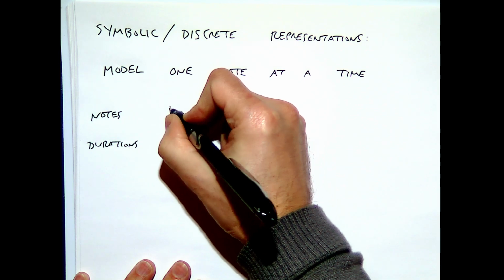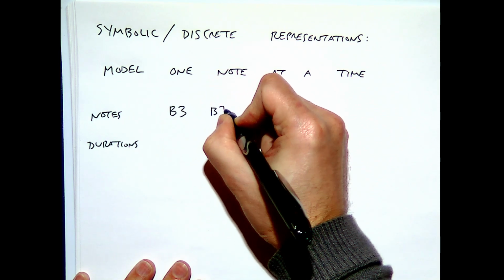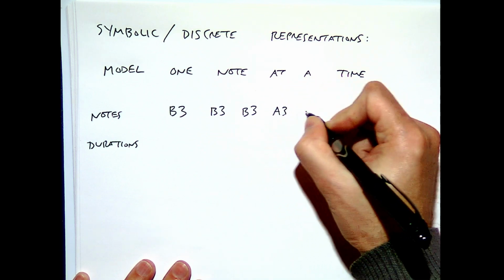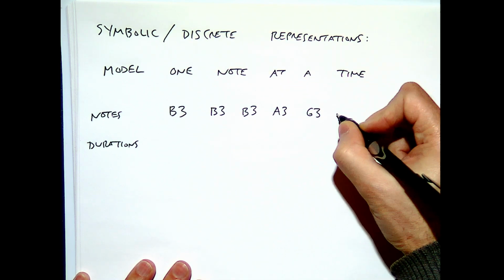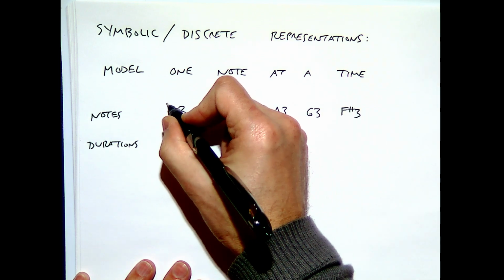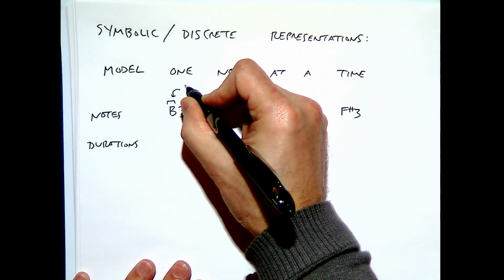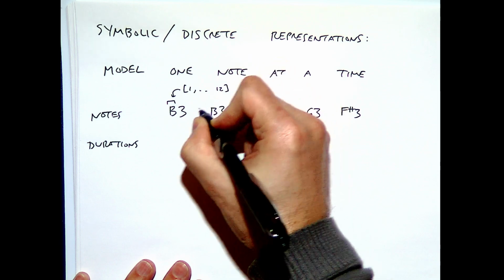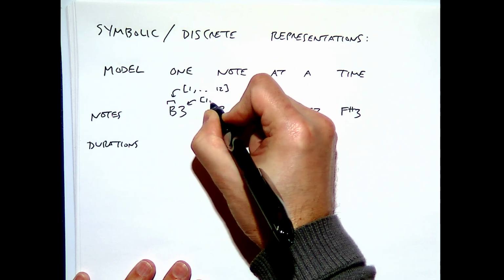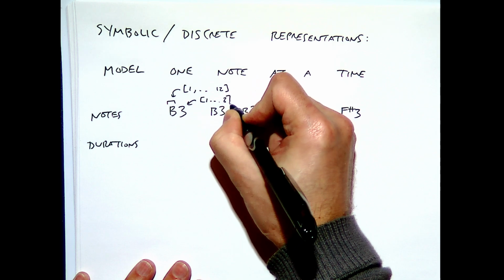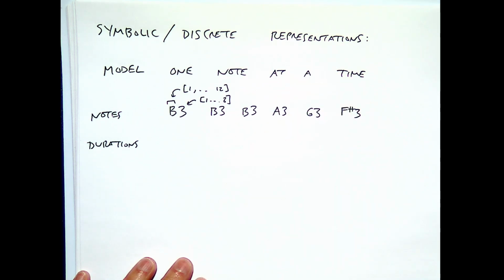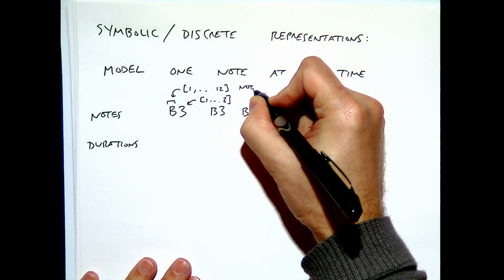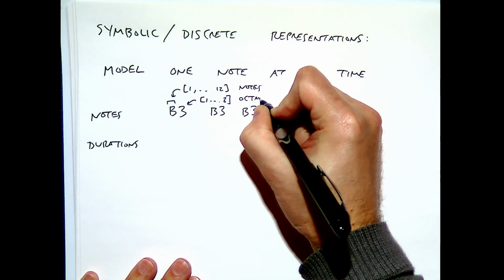So I could have B3, B3, B3, A3. These indications are like, this part is one of 12 possibilities, and this part, in terms of octaves, is probably one of, say, 8 possibilities, right? B3 is lower and B5 is higher, the same note a couple octaves up, right? And so these are notes, and these are octaves.